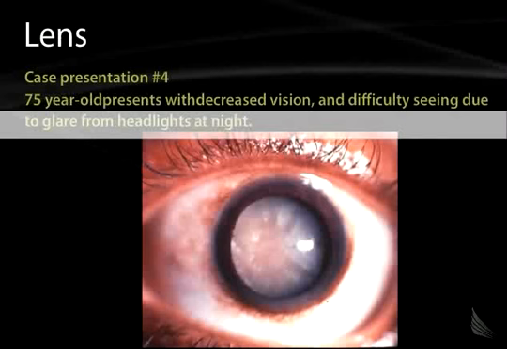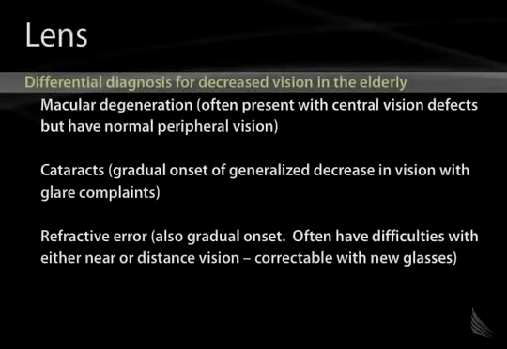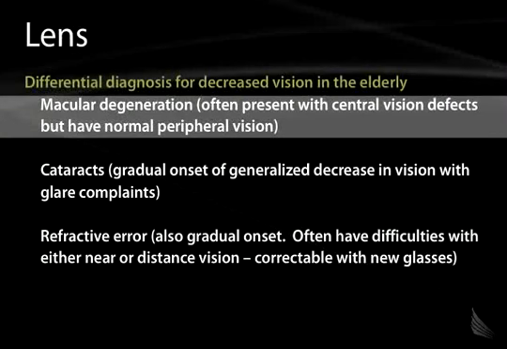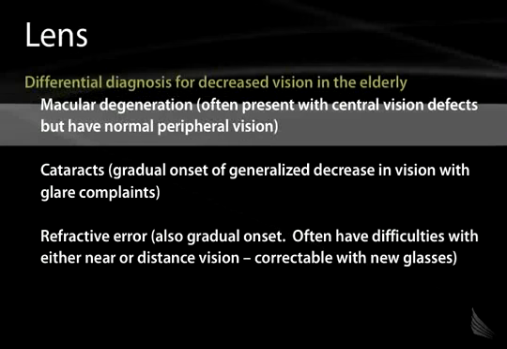The problem is the lens. That's a dilated eye, and it has a thick, opacified lens in the middle. That's what we call a cataract. The differential diagnosis for decreased vision in the elderly includes, in addition to cataracts, macular degeneration. This often presents with people with central vision problems but normal peripheral vision.